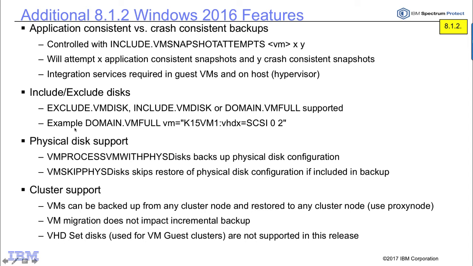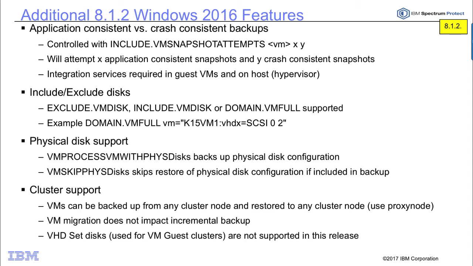We have added a feature to include and exclude specific Hyper-V virtual disks for Windows 2016. We have included support for physical disks, which is the equivalent of RDMs in VMware, with this VM process VM with phys disks parameter and this VM skip phys disk parameter when doing a restore.